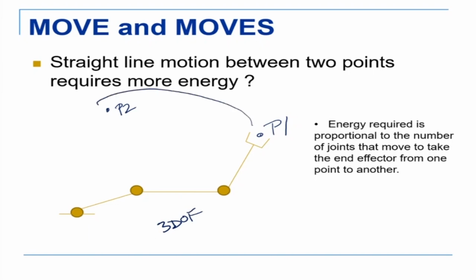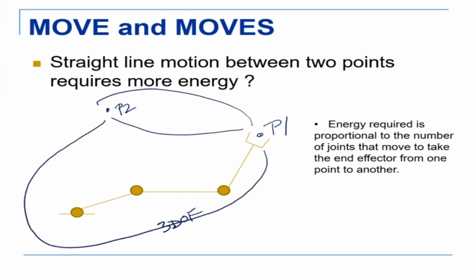Okay, so it can go like this, it can go like this, it can also go like this. Okay, it can go in a straight line. So which trajectory will it take? The trajectory is basically decided by the controller, depending on the least angle norm. So this is basically called the least angle norm, and this basically means that it moves the least number of joints to minimize energy.